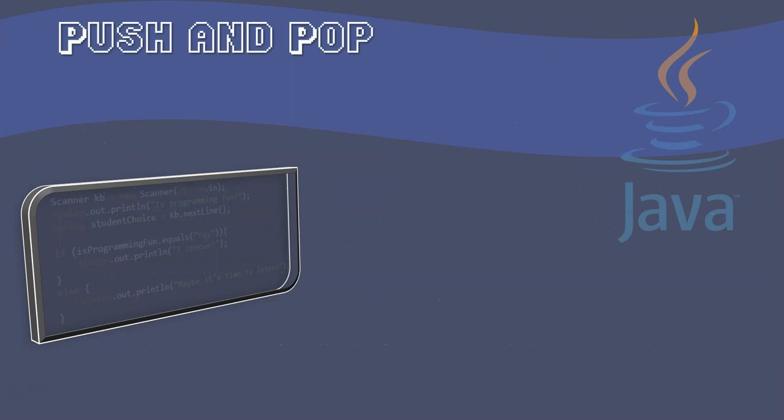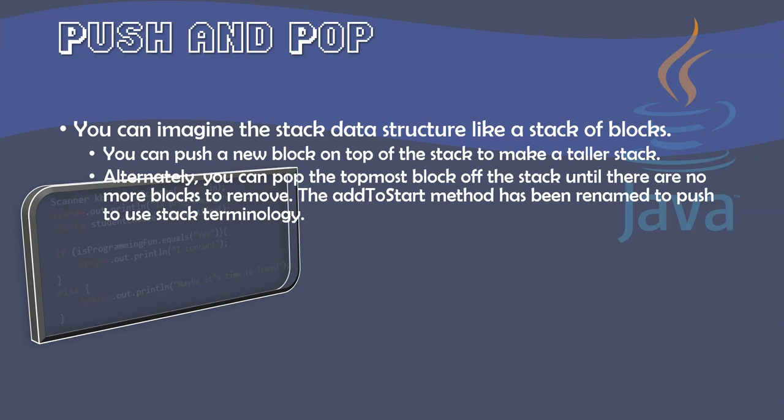Now, the other thing to talk about is pushing and popping from a stack. A good way to think about a stack data structure is like a stack of blocks, right? Every time we are making this tower of blocks, we're putting a new block onto the top of the stack to make a taller stack. And alternatively, if we wanted to take something off, we're going to pop the topmost block off the stack because, if we pull from the bottom, the whole thing would crumble down, right? So we're going to pull from the top until there's no more blocks to remove.